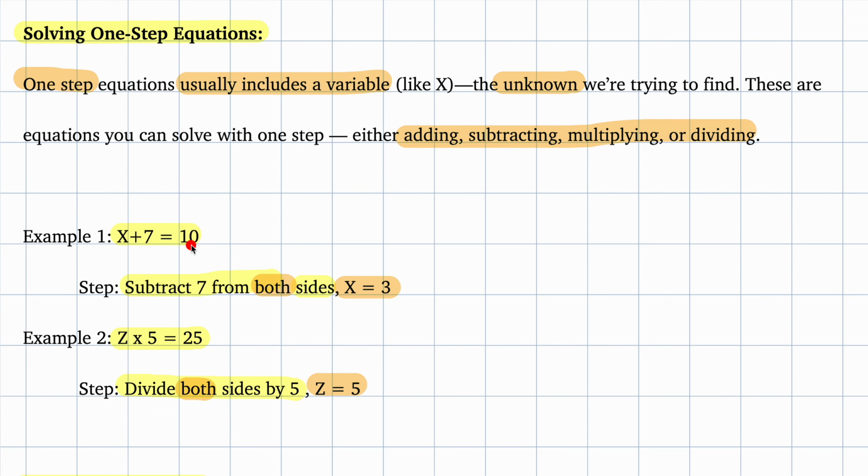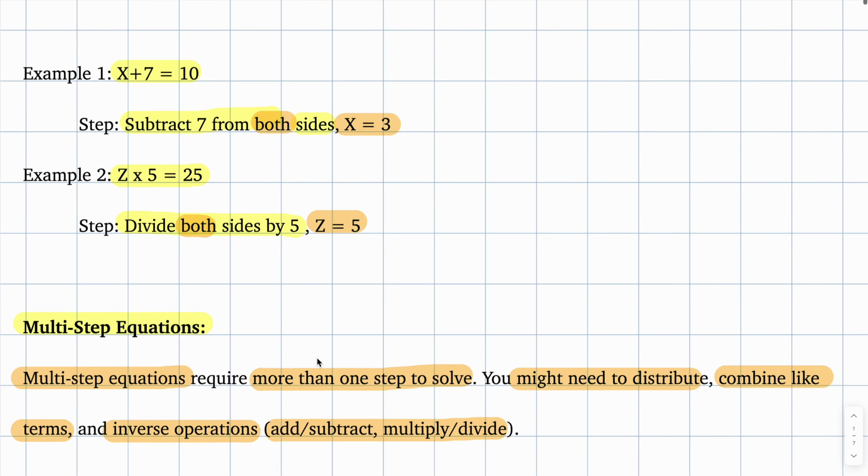x + 7 = 10. We subtract 7 from both sides and we get x = 3. What about this one? z times pi equals 25. We divide both sides by pi, which gives us the result z = 25/pi.